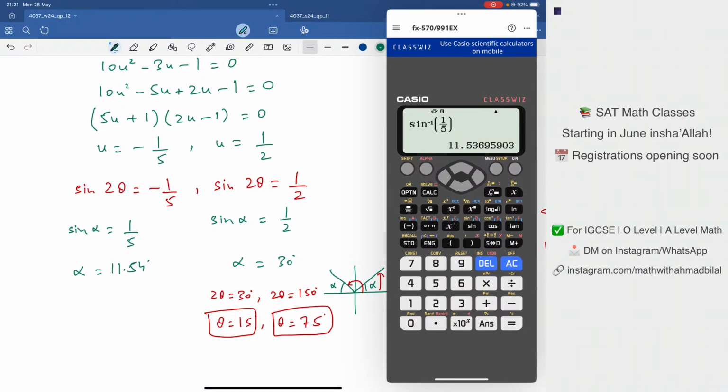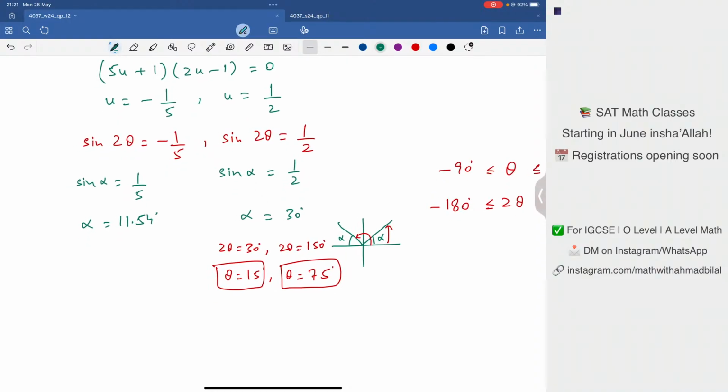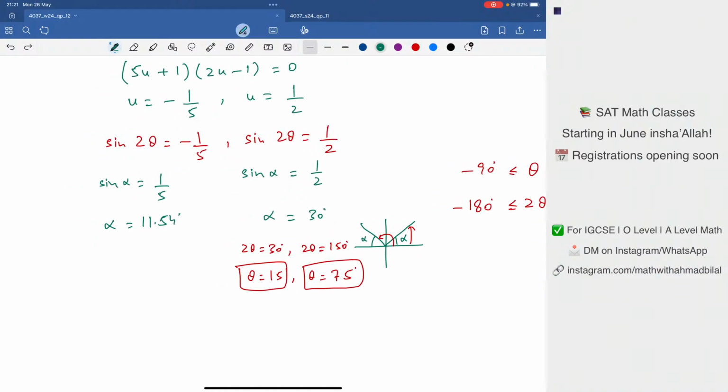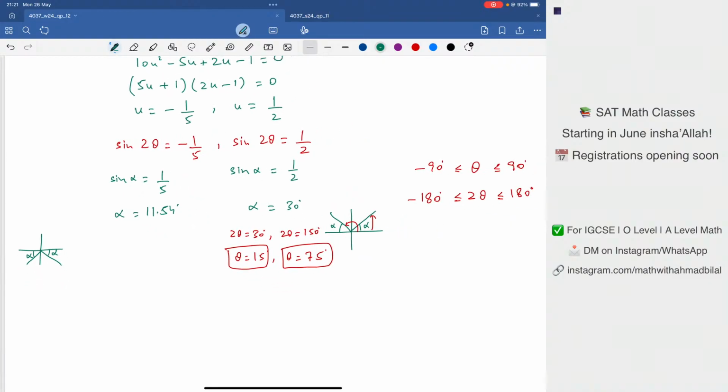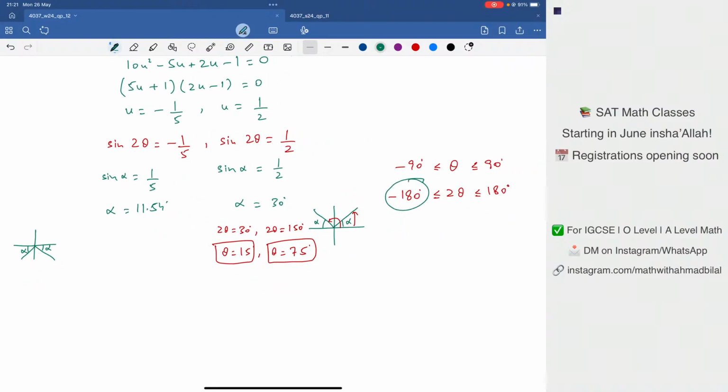11.54 degrees. Now in this case, sine is negative. Where is sine negative? Sine is negative in the third or fourth quadrants. It could either be here or it could be here. Remember the interval for 2 theta, it's from minus 180 to plus 180.